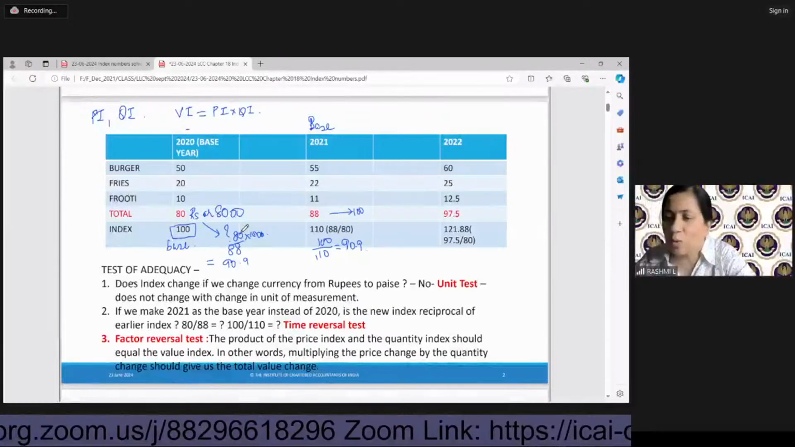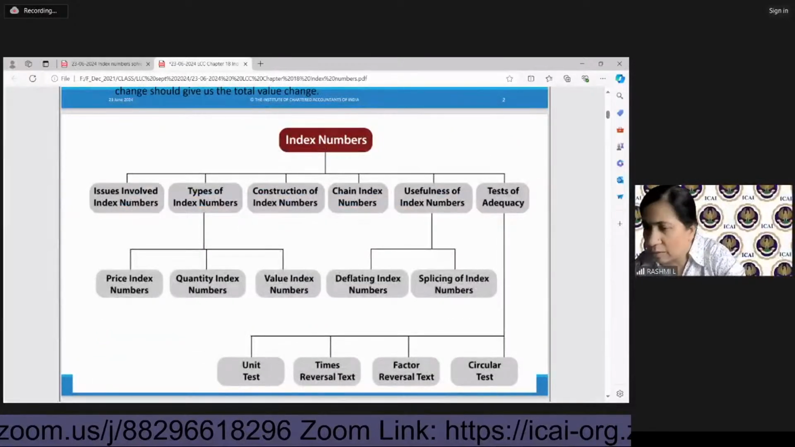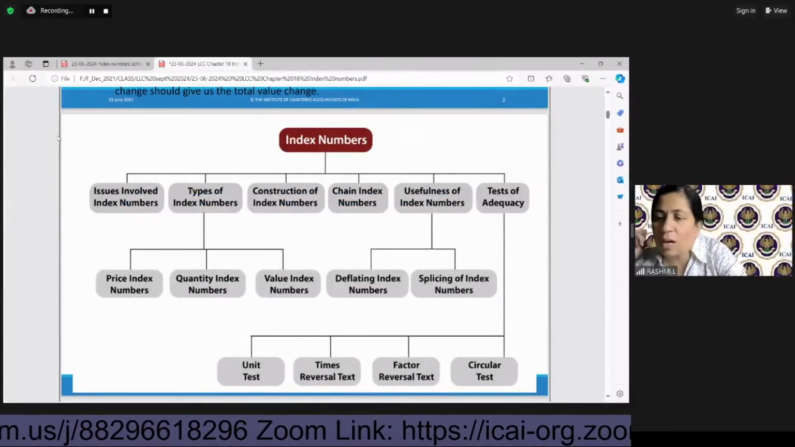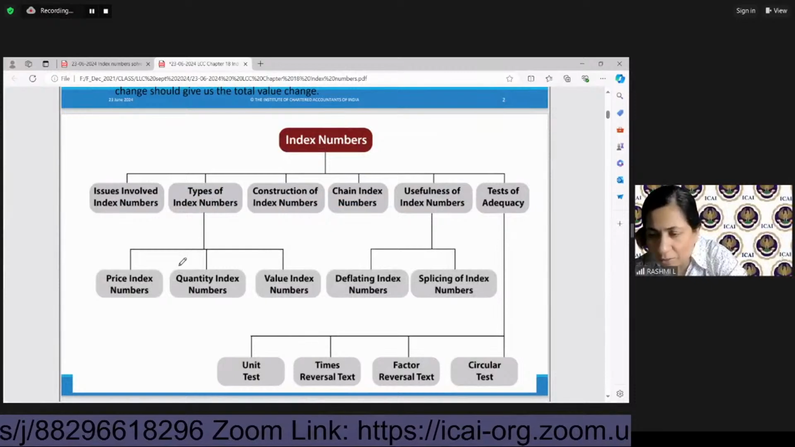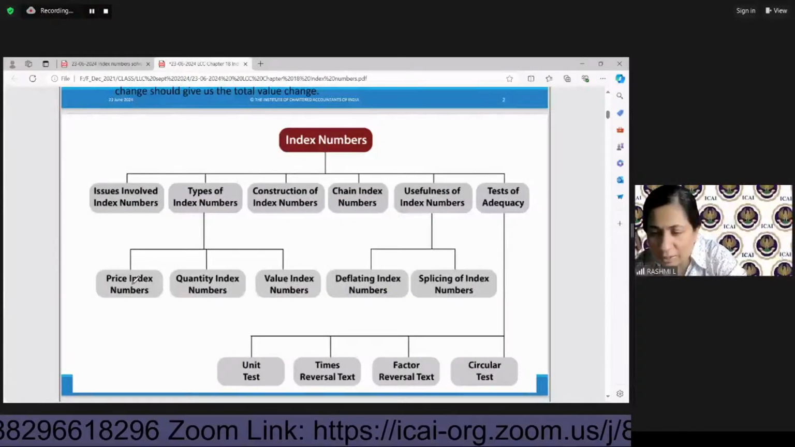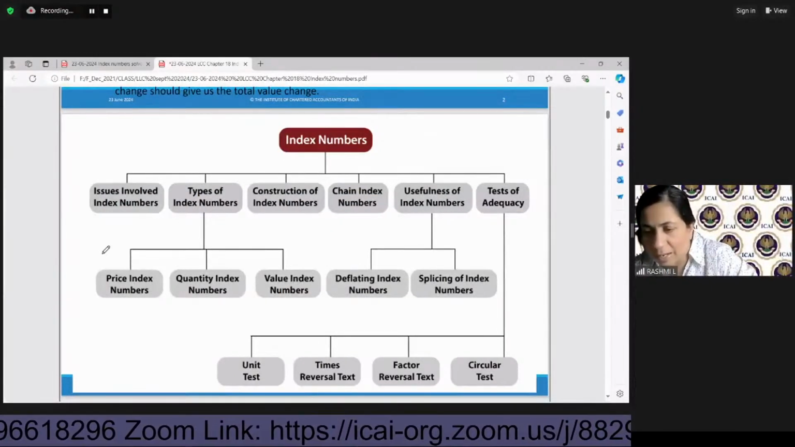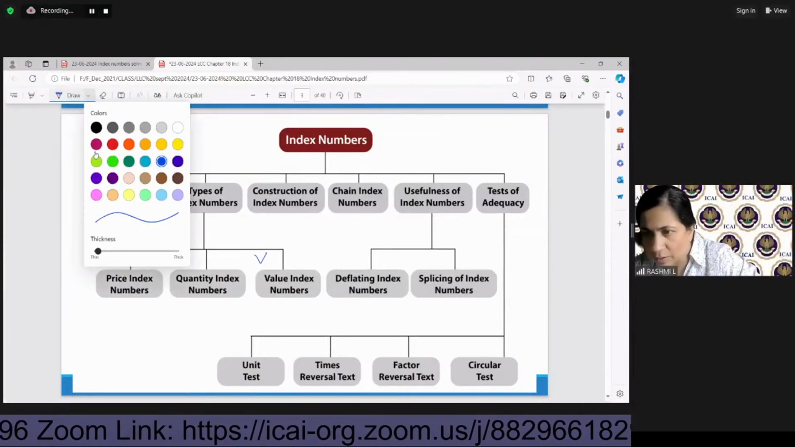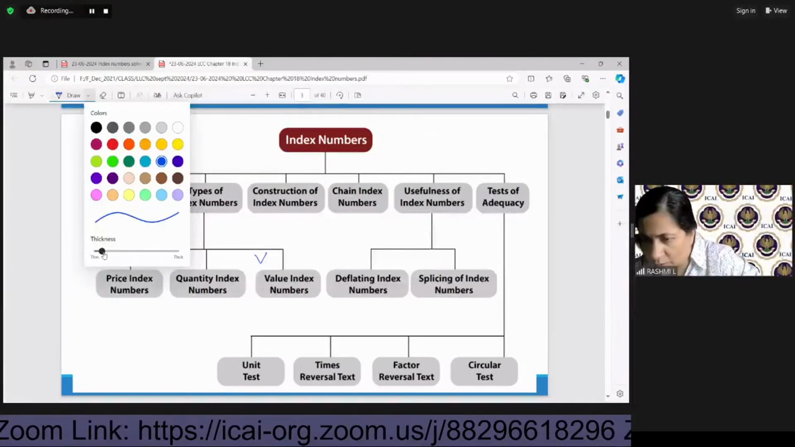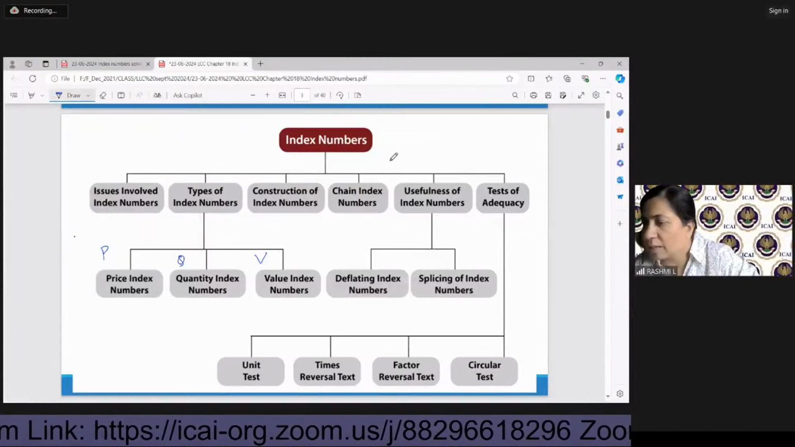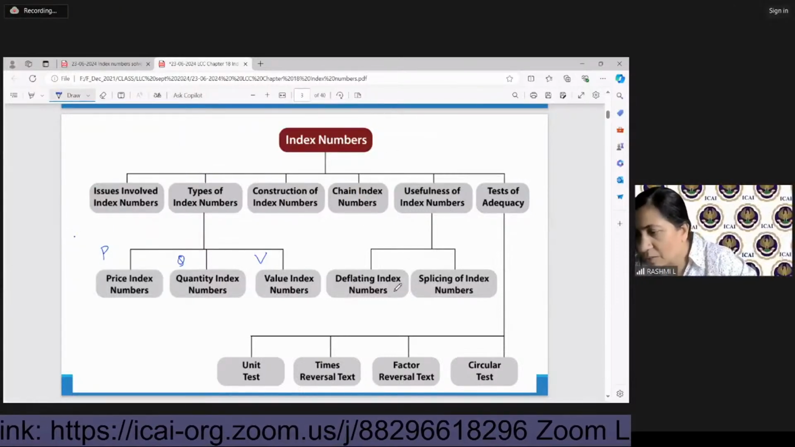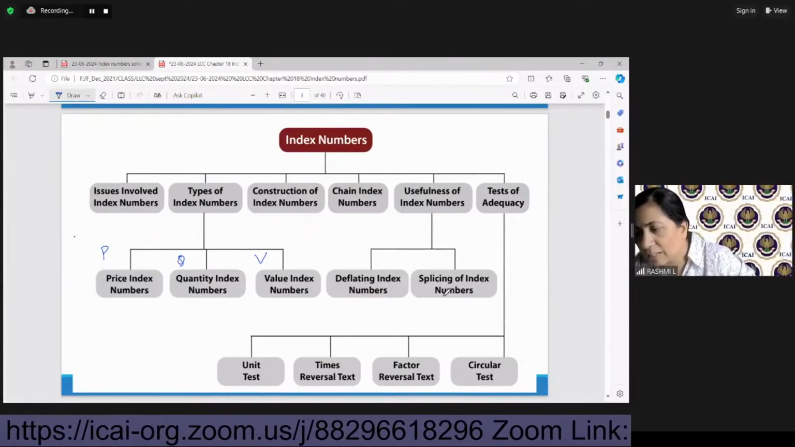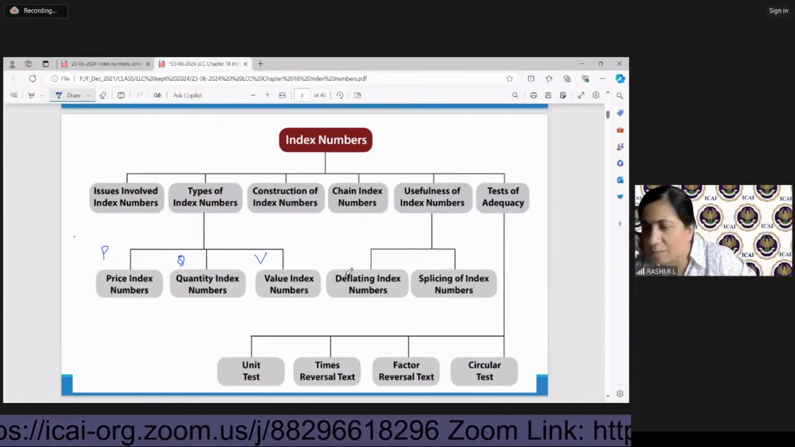Okay, so this is what we are talking about. And what is the chapter talking about? What are the different types of index numbers? So we are going to deal with price, quantity, and value. Then the usefulness of index numbers, which we use for deflating index numbers and splicing of index numbers, that we are going to do.